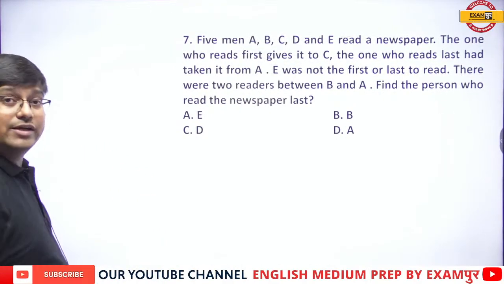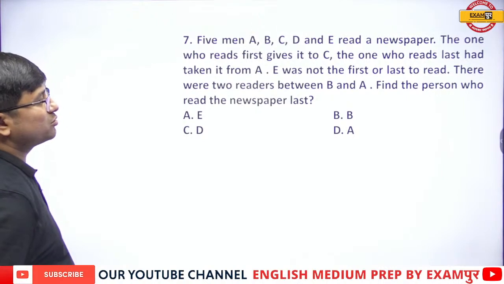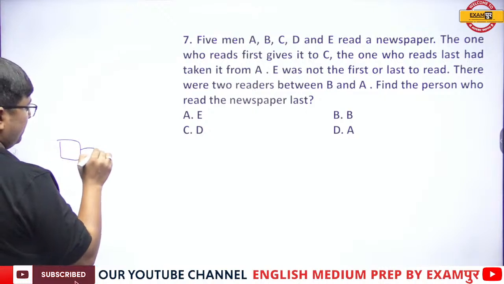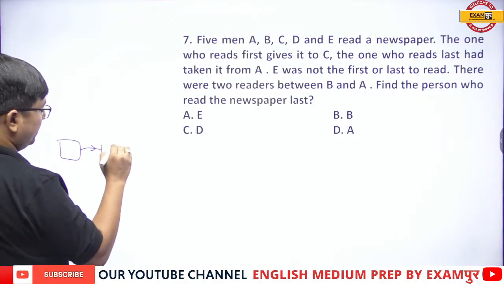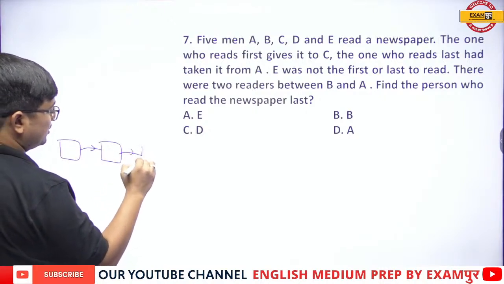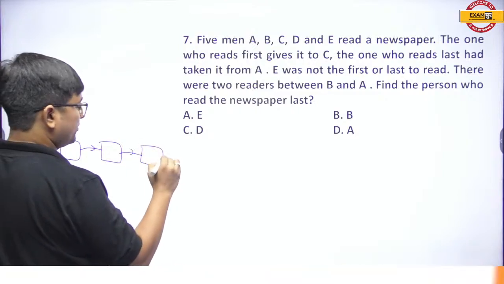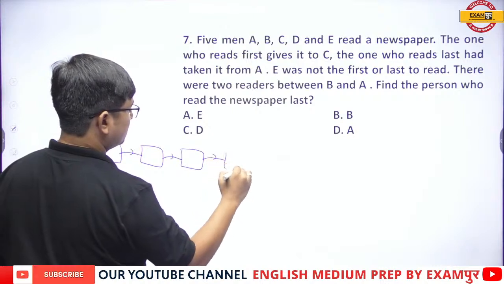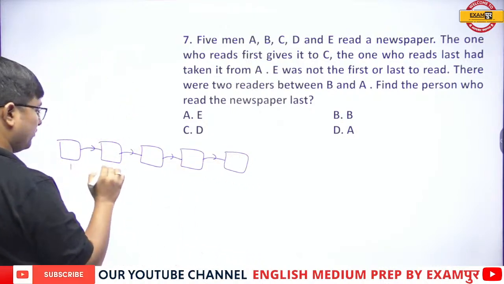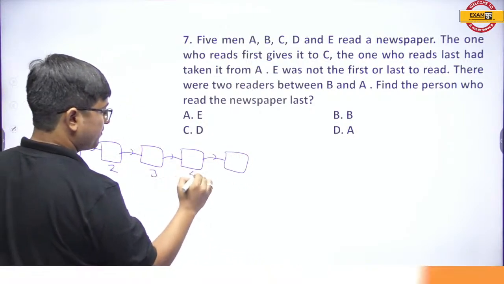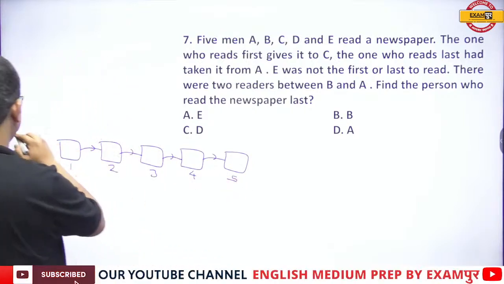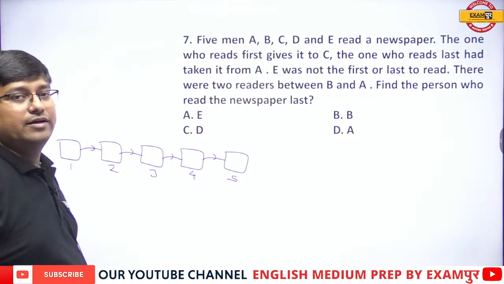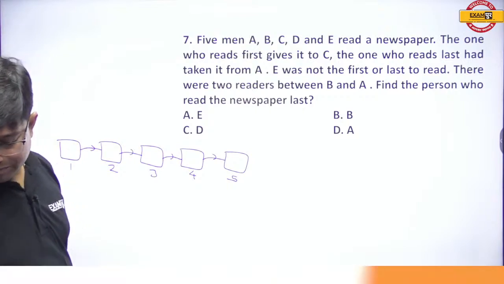See, 5 men A to E, the names have been given, they are reading a newspaper. So 5 men read the newspaper. After reading it, they pass it to the next person. Then the next person reads the newspaper, and after reading it, passes it to the next person. Now, 5 men A, B, C, D, and E read a newspaper.